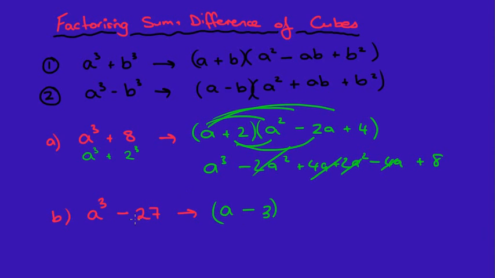If you're not sure, just get your calculator out and you can cube root that to find out what it's going to be. Let's now square it, a squared, and we put an opposite sign, so plus 3a, and then if we square negative 3, we get positive 9, and then I've got it. Again, you could expand it out to double check if you wished. I'm not going to bother.